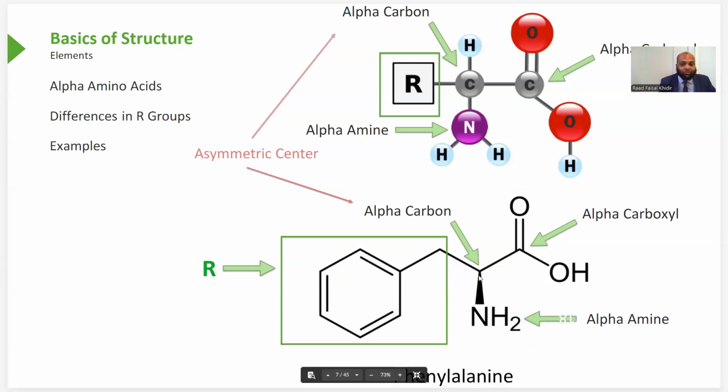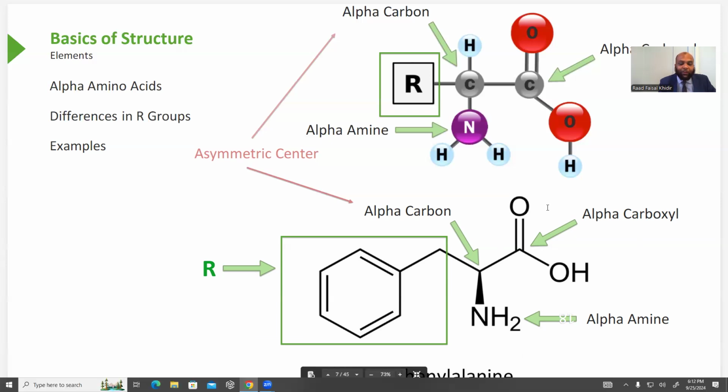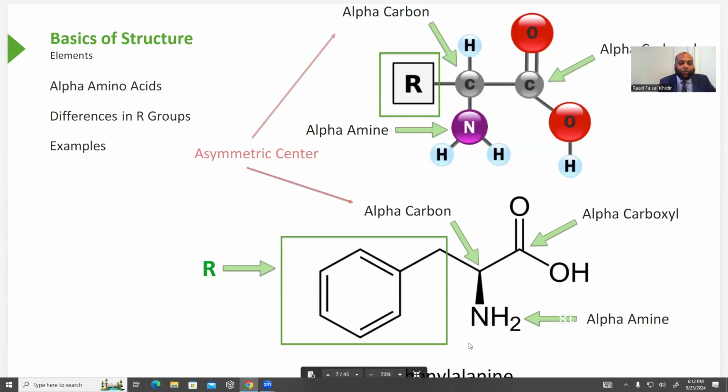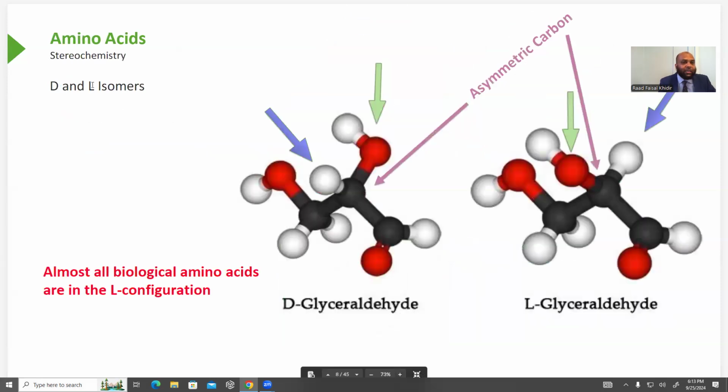You see, that's a carbon, that's an alpha amine, that's an alpha carboxyl. And who's that? What kind of amino acid is that? That is phenylalanine. So if we compare phenylalanine, it has 3 parts, just like cysteine, but the only difference is the R group. The R group for cysteine has an SH, and the R group for phenylalanine has a ring to it. Okay. D and L isomer.